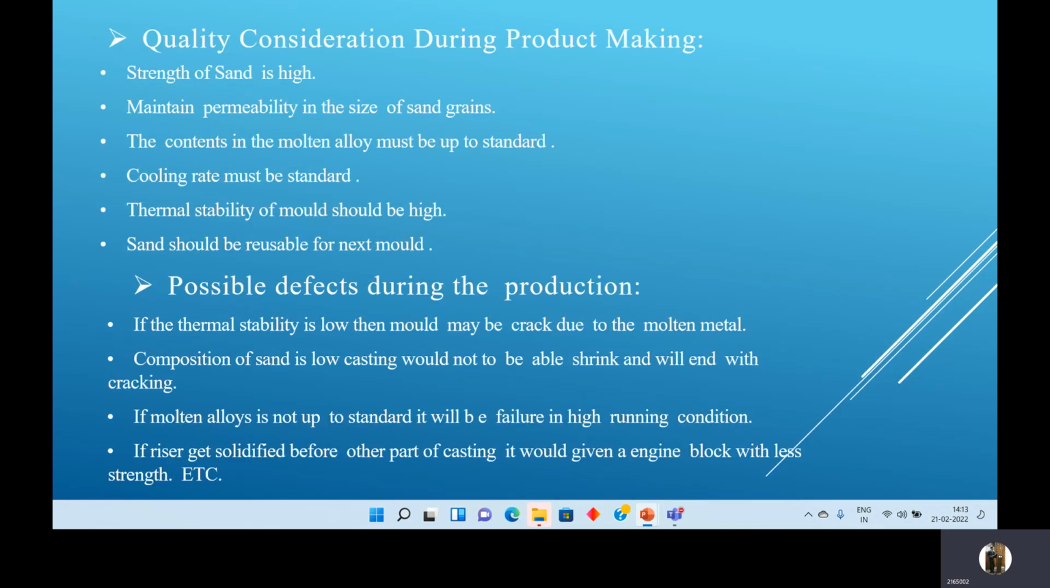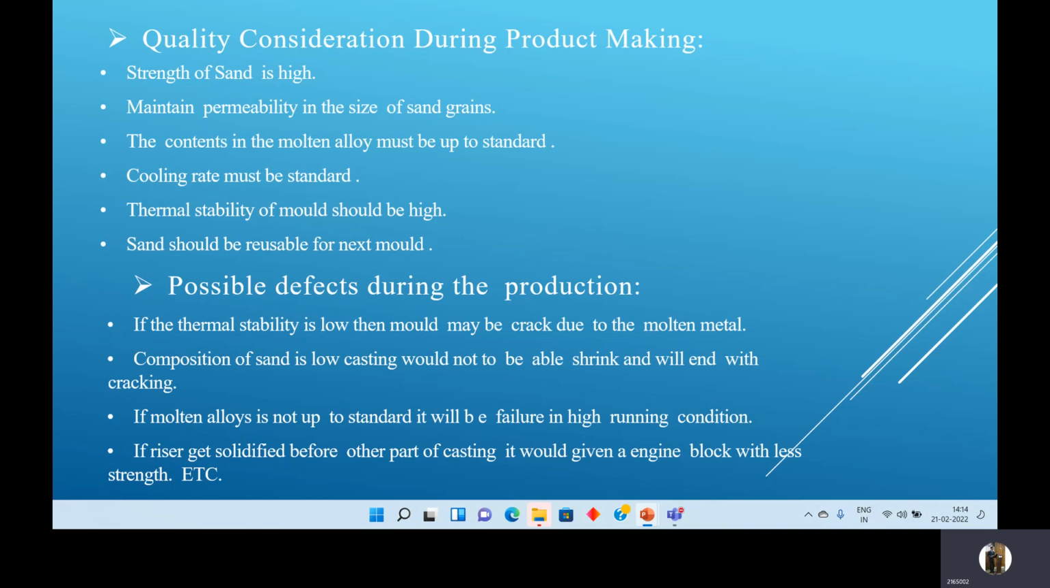Here are some quality considerations which we are going to consider during product making. The strength of the sand should be high, and permeability should be maintained in the size of the sand grains. The contents of the molten alloy must be up to standard. The cooling rate must be standard. The thermal stability of the mold should be high. And lastly, the sand should be reusable for the next mold.